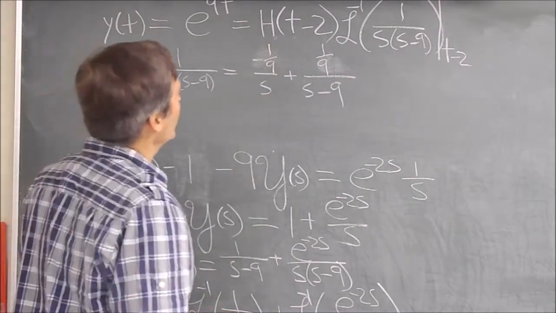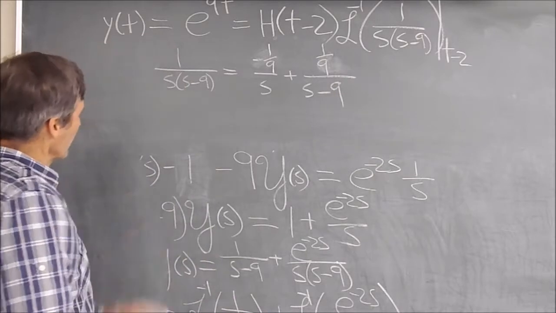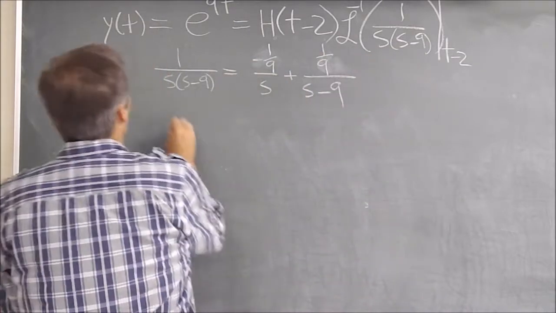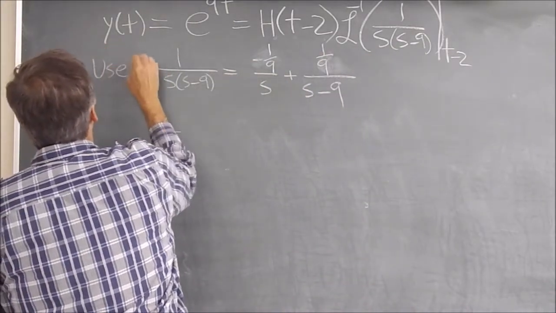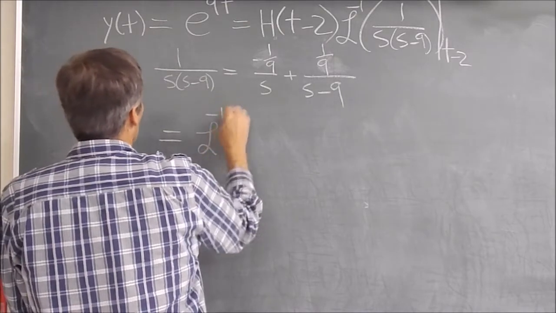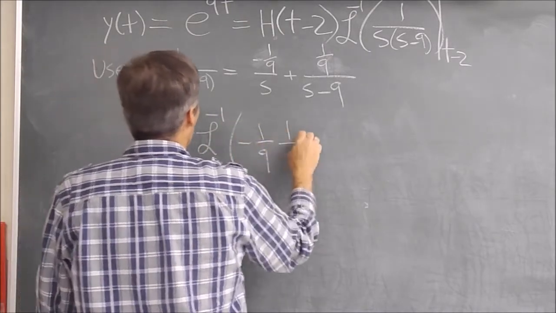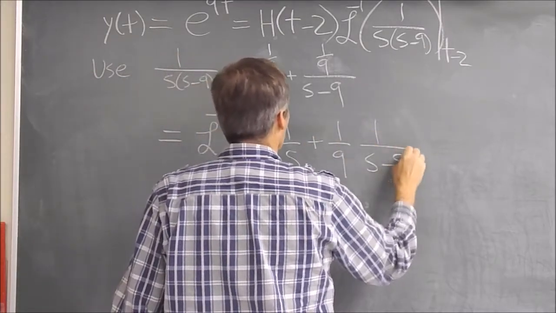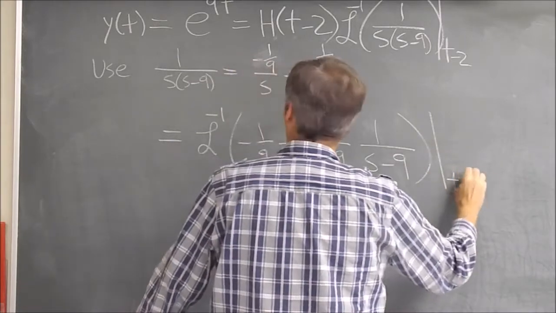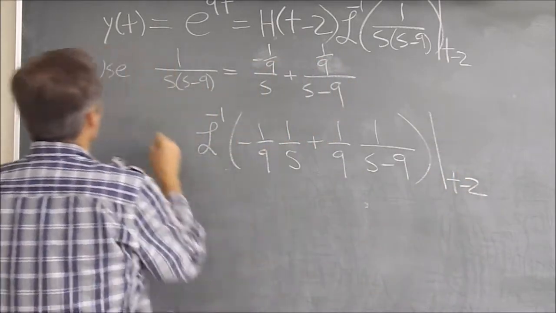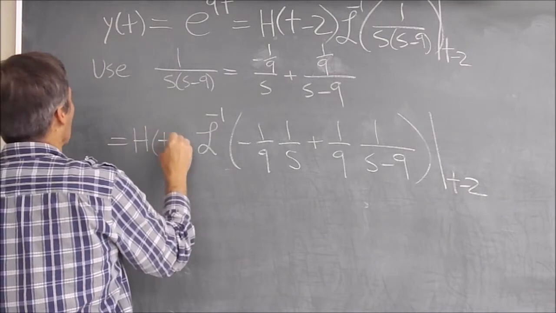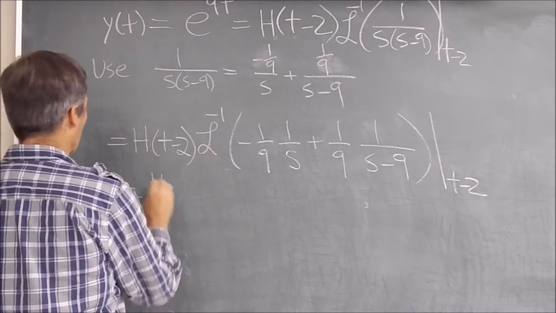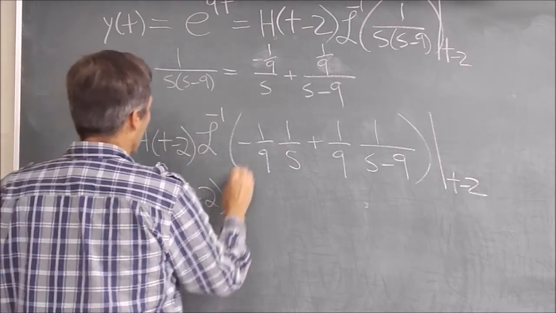So with that in mind, we can say that y of t, the solution to this differential equation and initial value, is the inverse transform of minus a 9th 1 over s plus a 9th 1 over s minus 9, shifted to t minus 2, at all times h of t minus 2. All right. Well, these are transforms we've memorized though, right?